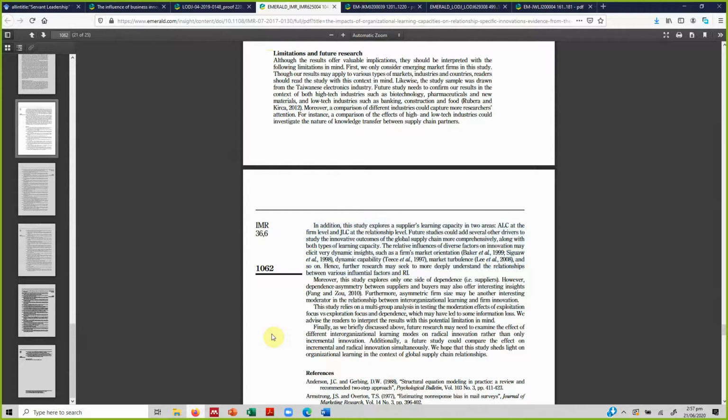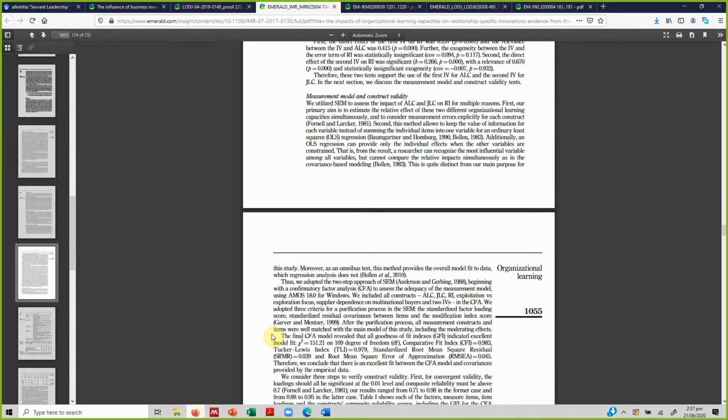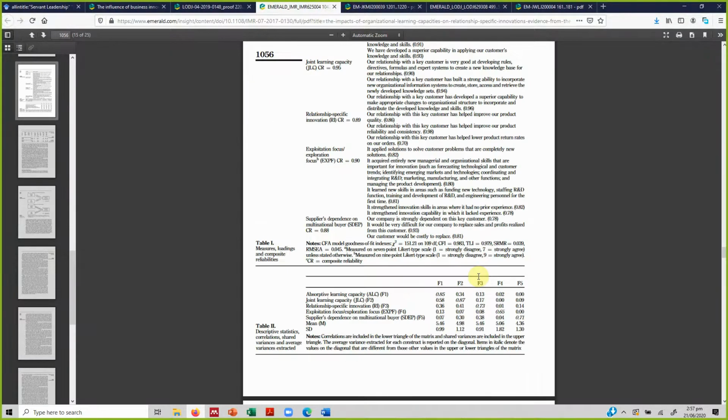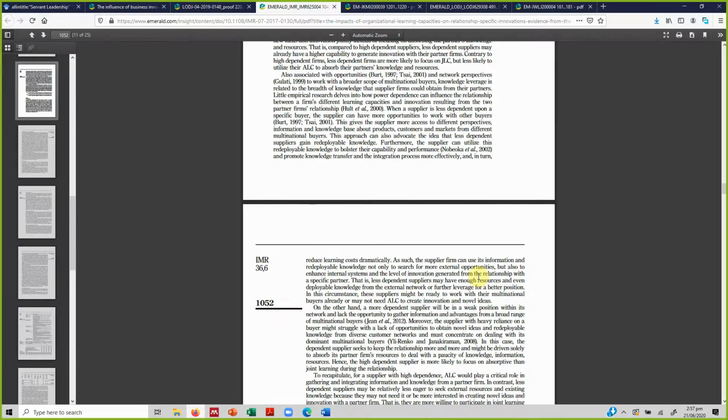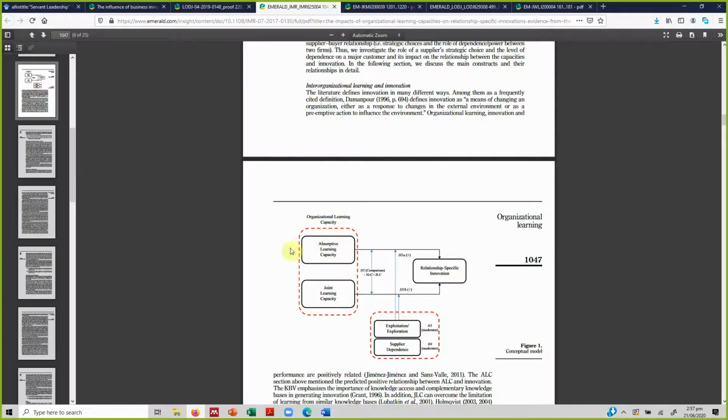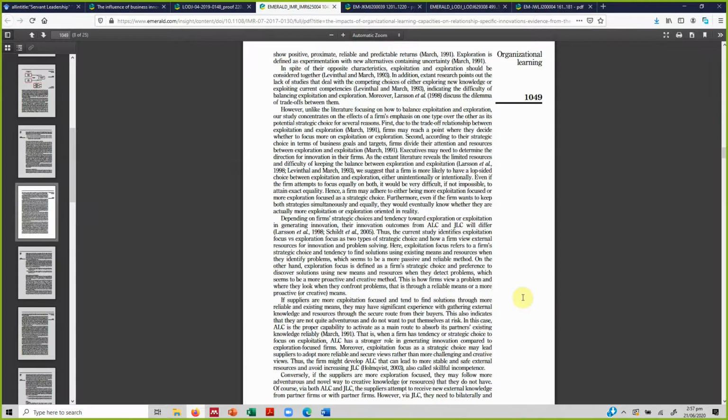Yes, this paper. Look at the model of this paper. This is very interesting actually. They looked at the direct relationship of organizational learning on, where is the model? Let's go to the proposed model. Yeah. So they looked at the impact of organizational learning capacity on relationship specific innovation. Now, what have they recommended for future?